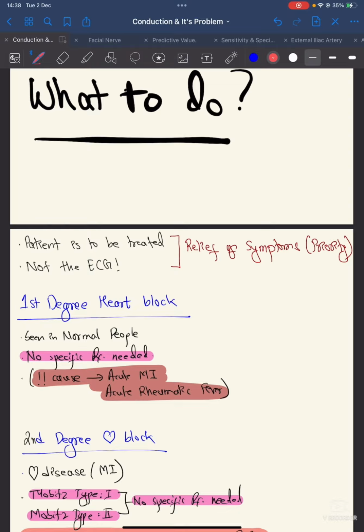So always remember that the patient is to be treated, not the ECG. We must treat the patient, we must see the patient. Clinical is always greater than any investigations, okay? Because if the patient is not having any problem and we give him a pacemaker for no reason, just after diagnosing the heart block, and we are doing so many things, cutting incisions and all, that will not be a sign of being a good doctor. So always remember that the patient is to be treated and not the ECG.